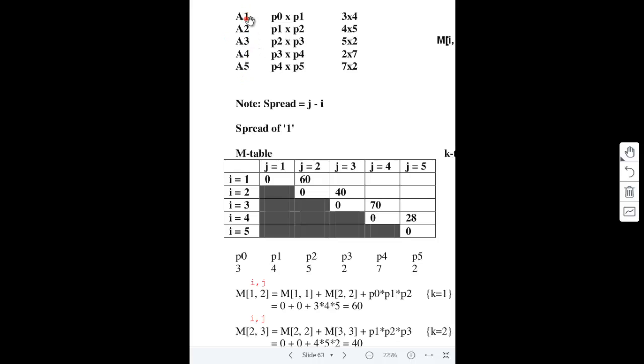The index for a matrix, say A1, its row is 1 less than that, P0, and then P1, the same index as the matrix index. A2 is P1 by P2, and so on. I would have assigned numbers like this for each one, and we should be able to pick up the dimensions from there. Right, so let us now start this example.